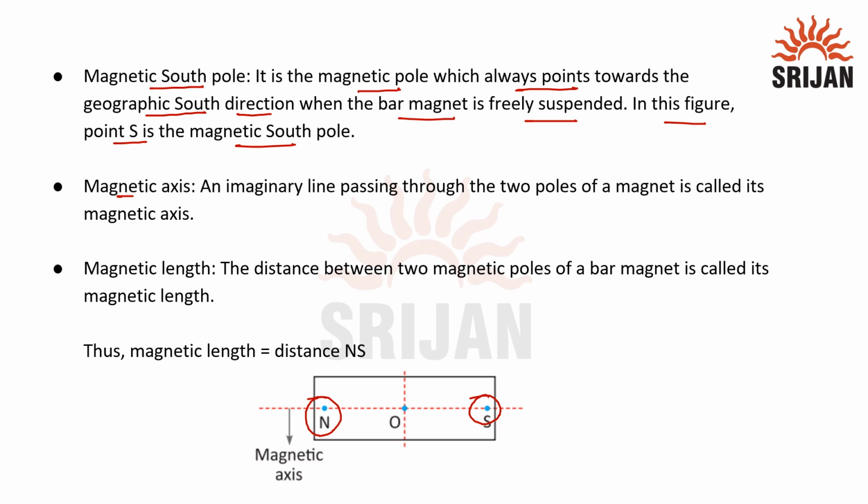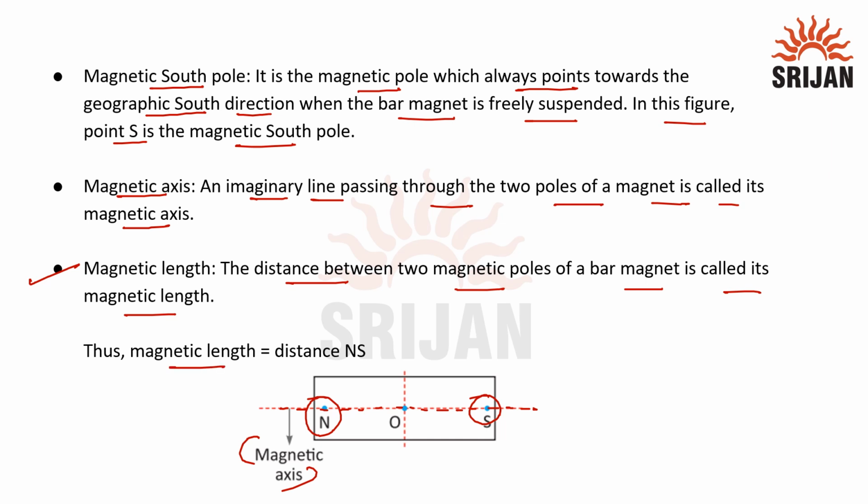Next is magnetic axis. An imaginary line passing through the poles of a magnet is called its magnetic axis. So here we can observe this is the line which is passing through the poles and we call it the magnetic axis. Then we have magnetic length. The distance between the two magnetic poles of a bar magnet is called its magnetic length. Thus, magnetic length is equal to the distance NS. So here we can observe the distance from this point to this point would be called the magnetic length.